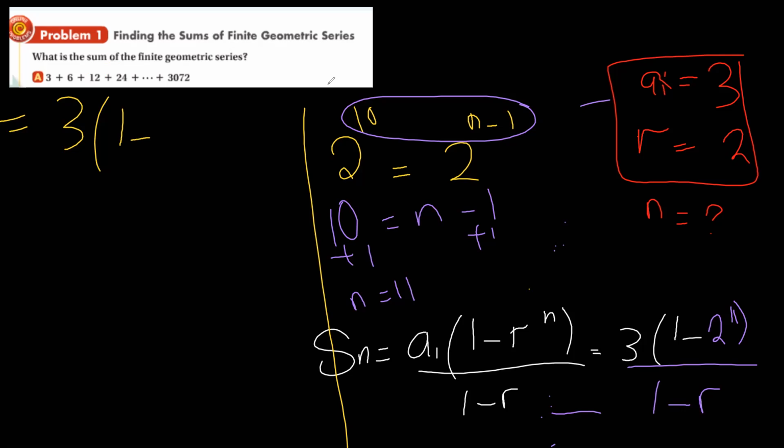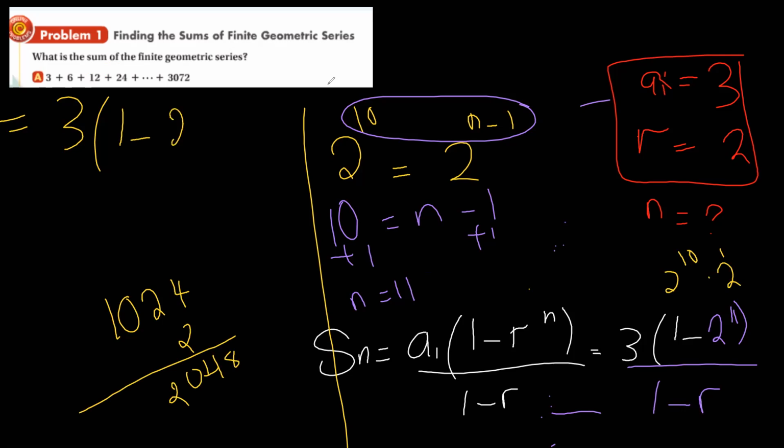Now, 2 raised to the power 10, I know it is 1024. I'll multiply it by 2 to find 2 to the power 11, because 2 to the power 11 is 2 raised to the power 10 times 2. So it will be 2048, over 1 minus 2, which is negative 1.